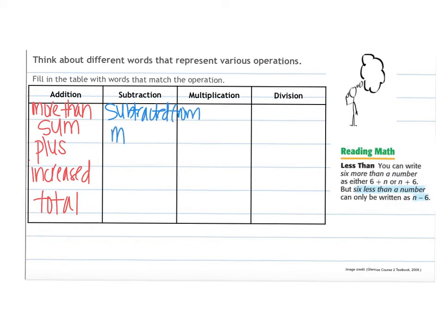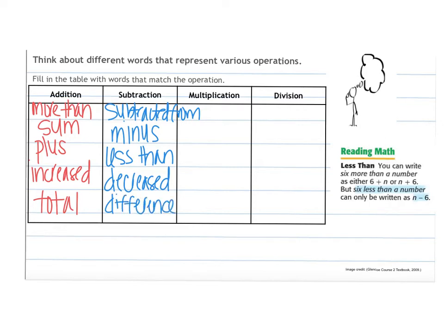For subtraction, we could have subtracted from, we could have minus. A couple of them are straightforward, telling us a number is subtracted from t or something like that. Less than, decreased, which is the opposite of increased. Decrease means that it's getting lower or we're taking away. And then difference. The difference is the answer to a subtraction problem.